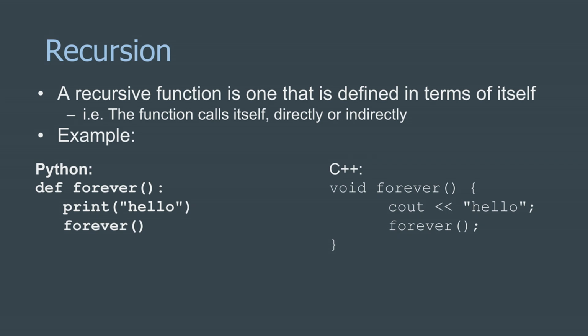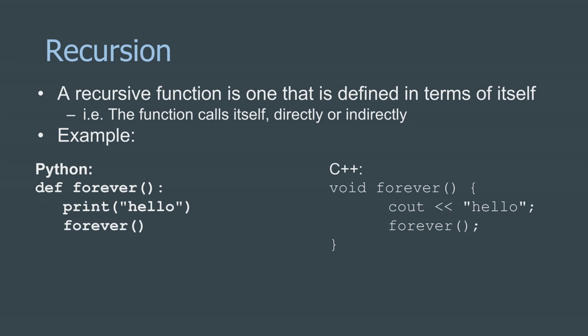Now, this particular program right here has a fundamental flaw, and you might be able to guess it if you look at the name of the function. But it is possible to make recursive functions that don't have this flaw. I'm showing you this one at the beginning on purpose, because this is a function that's going to infinitely recurse. That just means that if we call forever, it's going to print hello, and then it's going to call forever. Well, that call to forever is going to print hello and then call forever. And that call to forever is going to print hello and call forever, and so on and so forth.